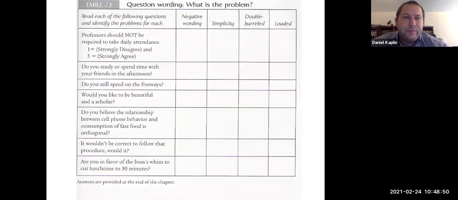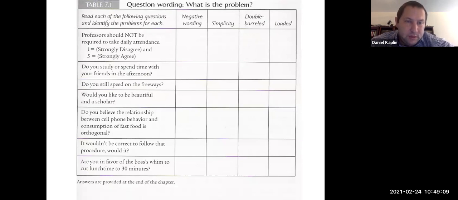All right. Now, let's apply what we've learned. So professors should not be required to take daily attendance. Well, that is negative wording. The emphasis is on not, right?